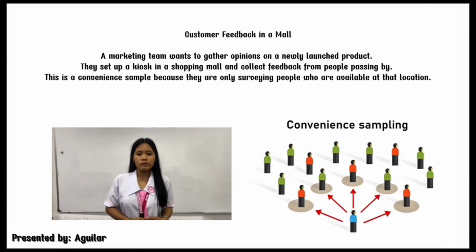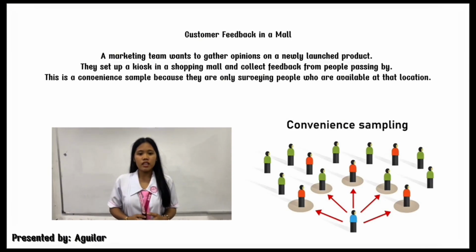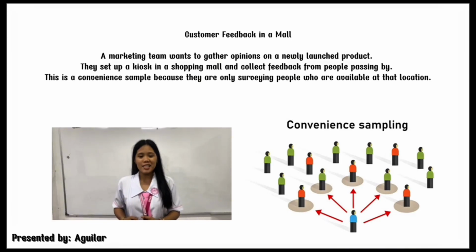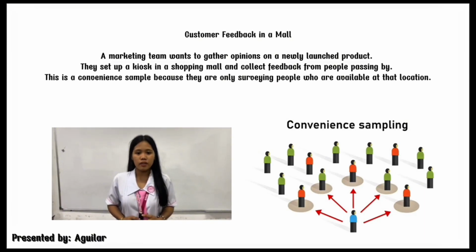And for another example, customer feedback in the mall. A market team wants to gather opinions on a newly launched product. They set up a kiosk in a shopping mall and collect feedback from people passing by. This is a convenience sample because they are only serving people who are available at the location.